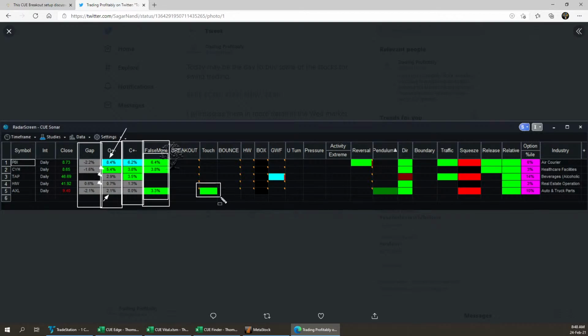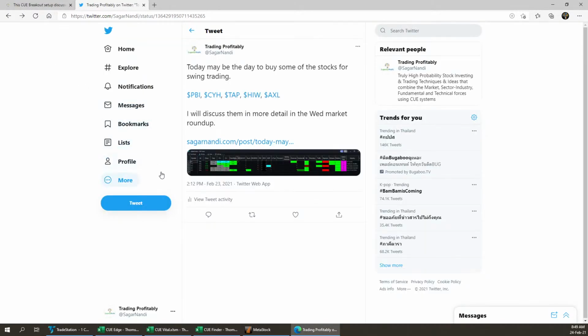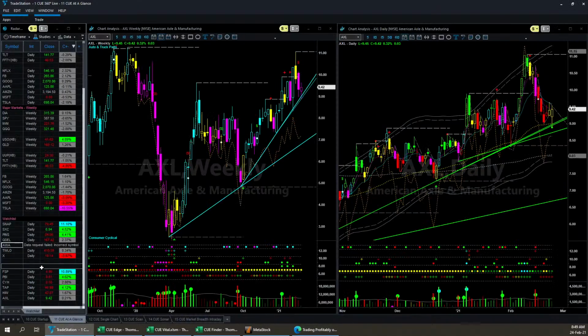AXL had a trend line touch at that time, and this stock had a go with flow long signal, TAP. In one way or other, all these stocks were potential buys provided the signals confirmed at the end of the day. AXL I already showed you. It was in a very good position at yesterday's close. Let's look at the other stocks.